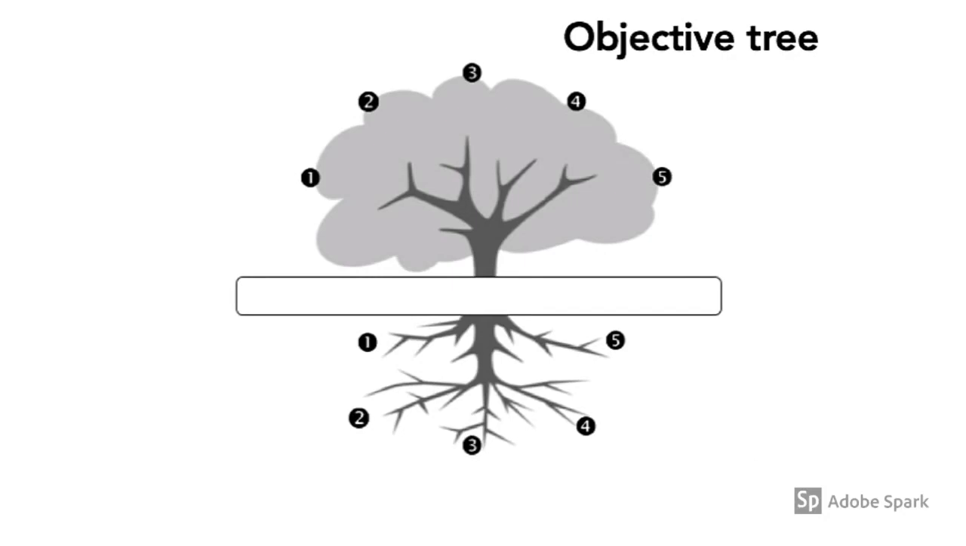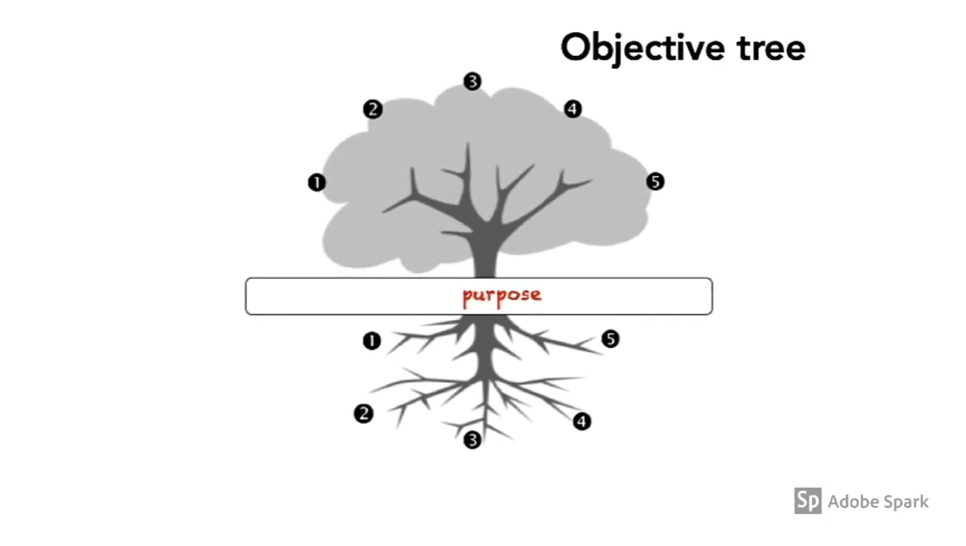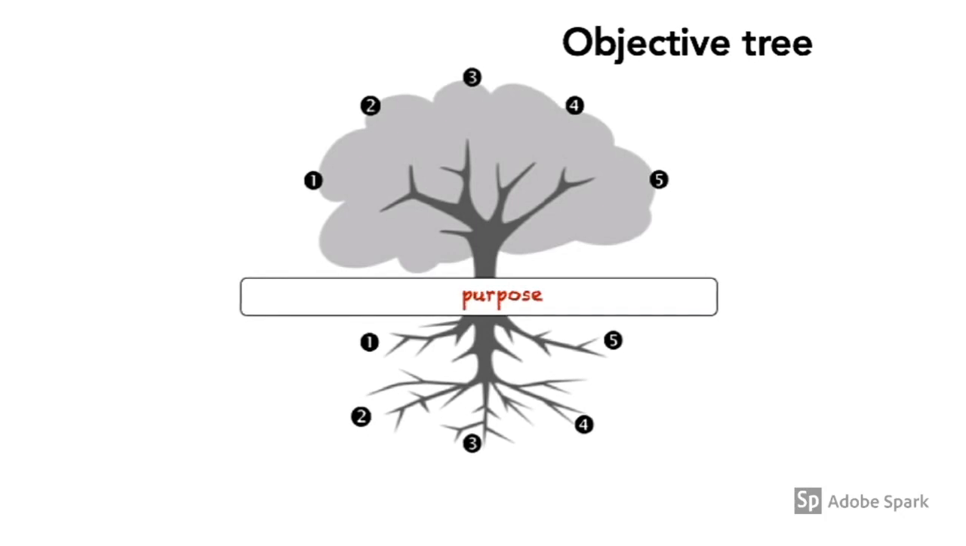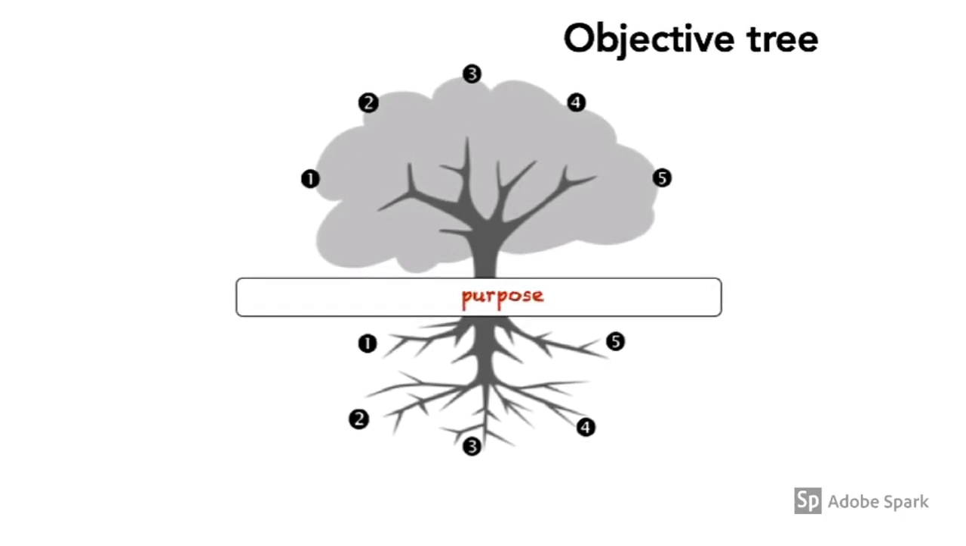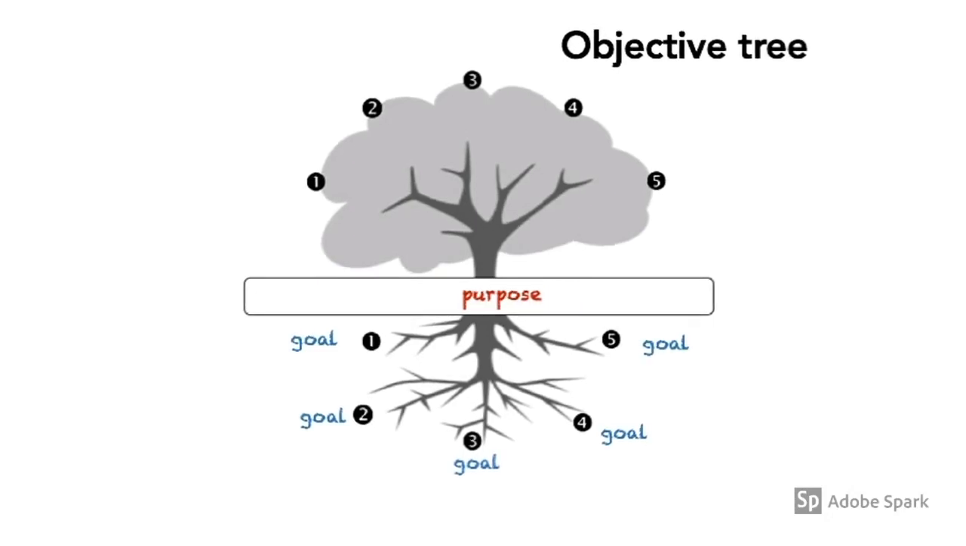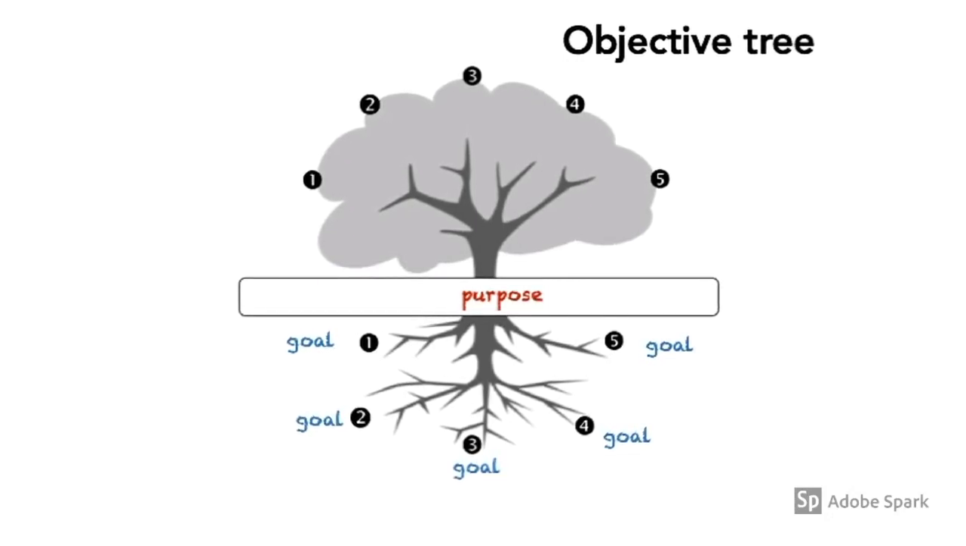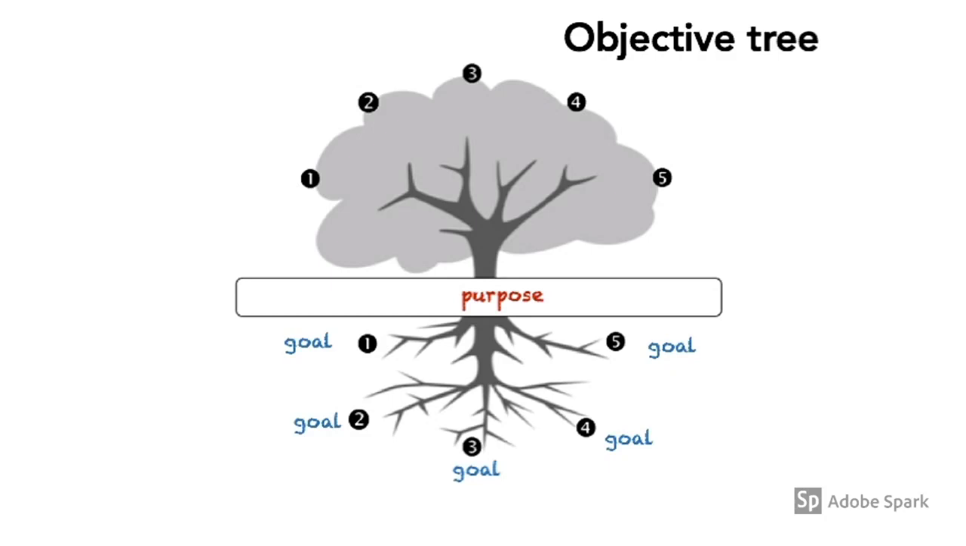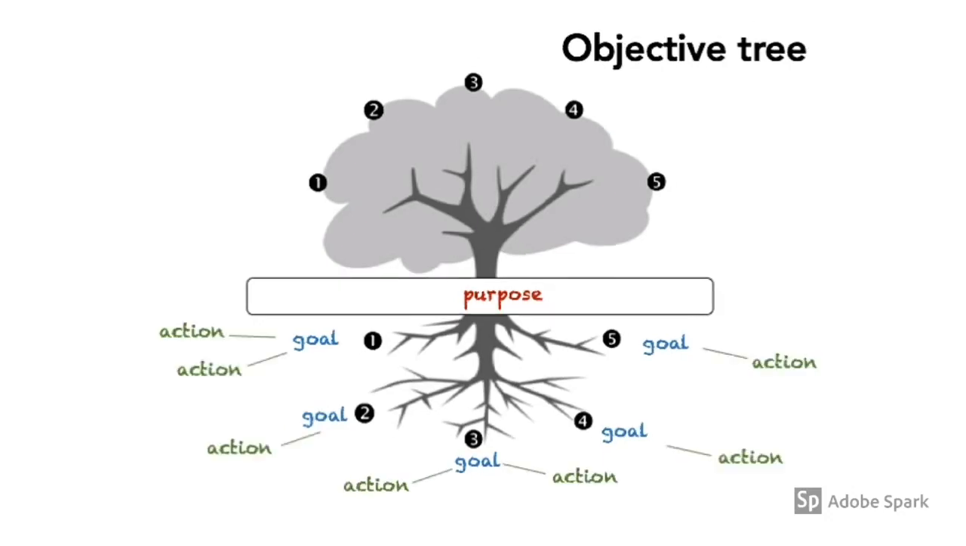When you are ready, restate each item in the positive in the objective tree. Begin by restating the problem of practice as the purpose. The purpose is to address or solve the problem. Next, restate each of the negative effects on learners as a goal. The goals provide a more detailed description of the conditions required to solve the problem.